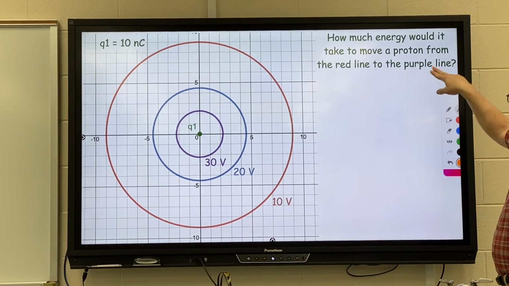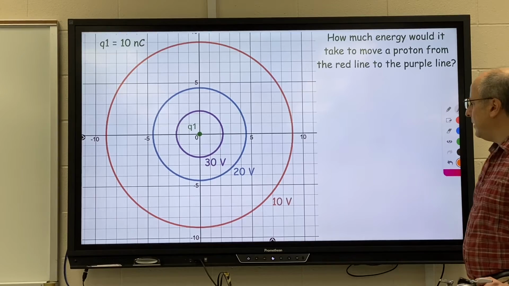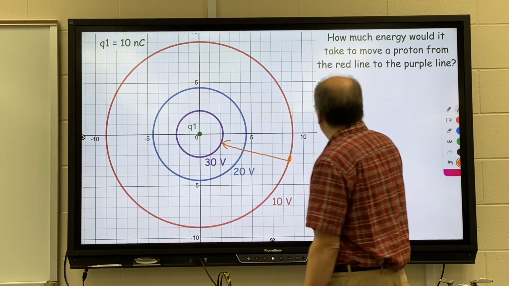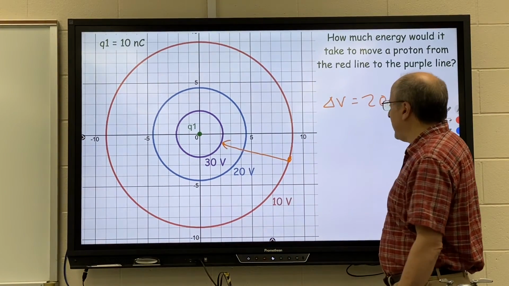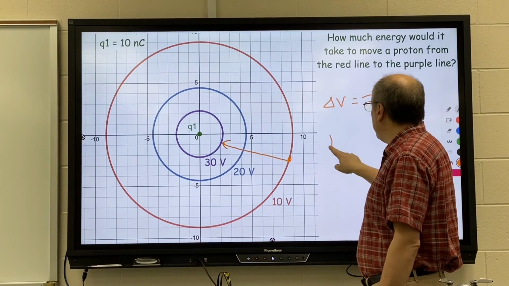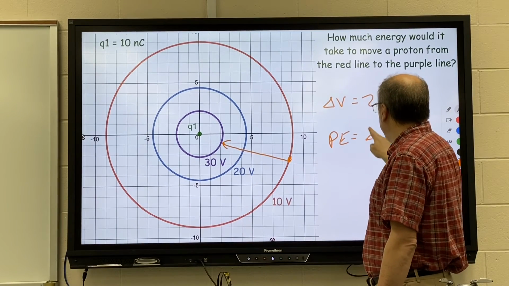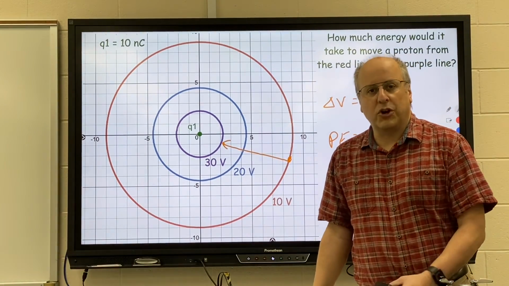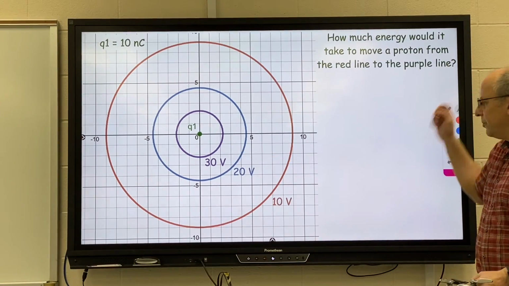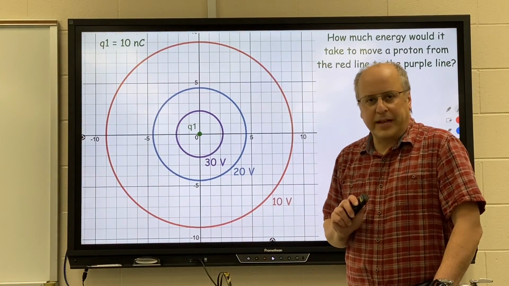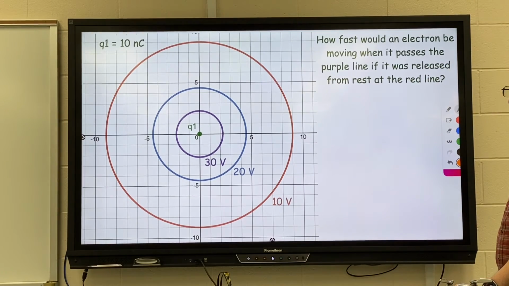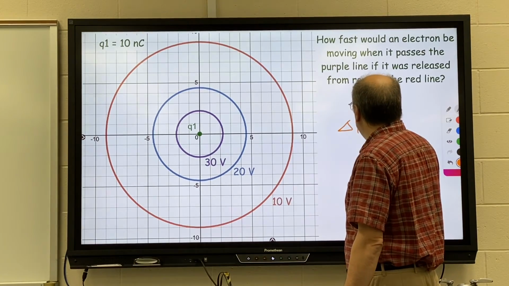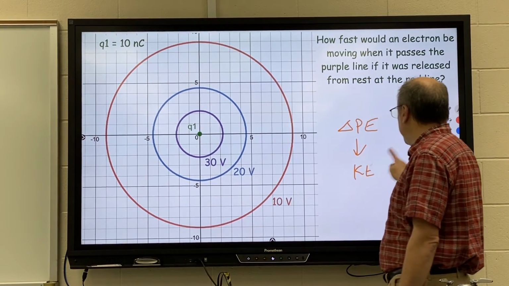So if it says how much energy would it take to move a proton from the red line to the purple line? So easy. You do change in voltage. In this case, it's 20 volts. And then you know your energy is equal to your change in voltage times your charge. So you simply multiply your change in voltage by the charge of the proton. Super, super easy working with these equipotential lines. If you wanted to know how fast it would be moving, you would take that change in potential energy and set it equal to your kinetic energy.